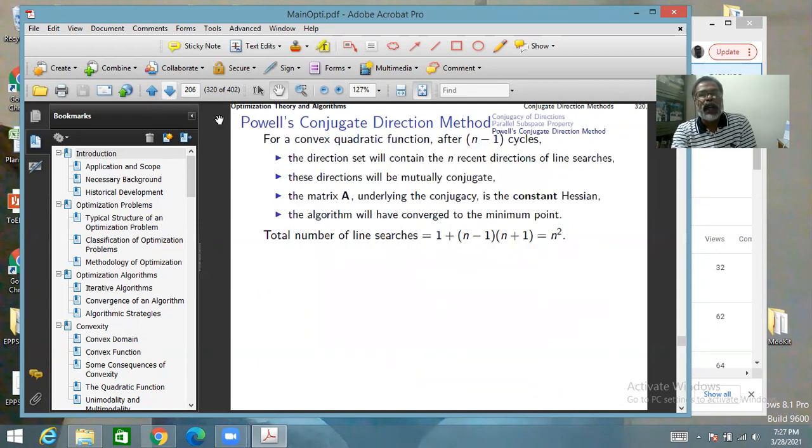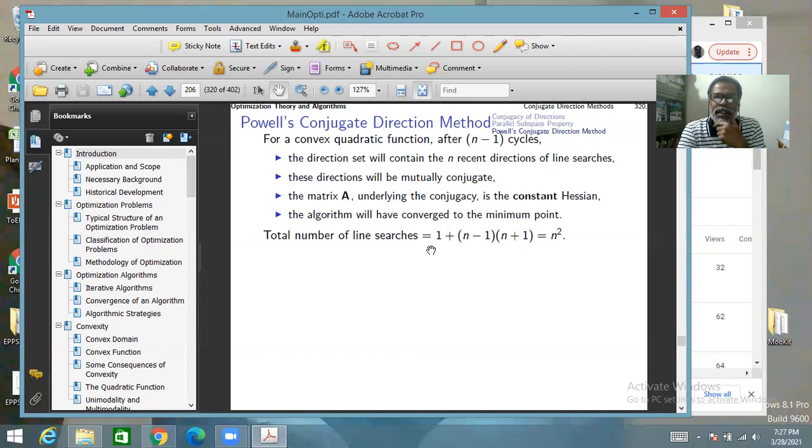Now, we have already discussed. Now let us summarize once. For a convex quadratic function, after n-1 cycles, the direction set will contain the n recent directions of line searches. These directions will be mutually conjugate, and the matrix A underlying this conjugacy is actually the constant Hessian matrix of the quadratic function. And the algorithm will have converged to the minimum point. The minimum point, I'm saying, because there is a unique minimum point for positive definite A.